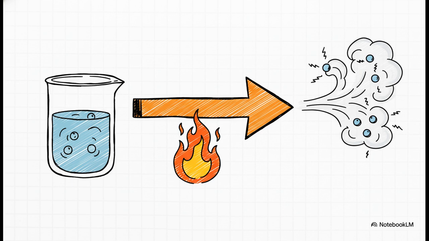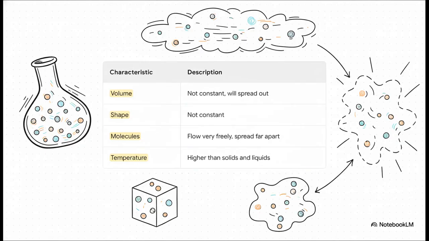Well, they get so excited, they basically break free from each other completely and poof, you've got a gas. And this is where things get really wild. Gas molecules are flying around so freely and are so far apart, but a gas has no constant shape and no constant volume. It will just expand and expand to fill whatever space it's in, big or small. That's a huge point you gotta remember for the ASVAB.